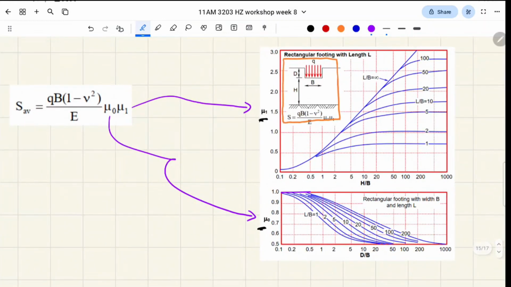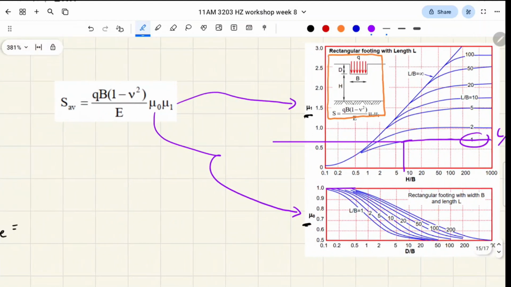So our H on B ratio was 7, right? So 7 would be somewhere like here, maybe. And we go up until the line, right? These lines are represented by L and B. L on B is 1, right? So we're referencing this line. We go up until we hit the curved line, and we go all the way to the left here. Okay, now we read that number.